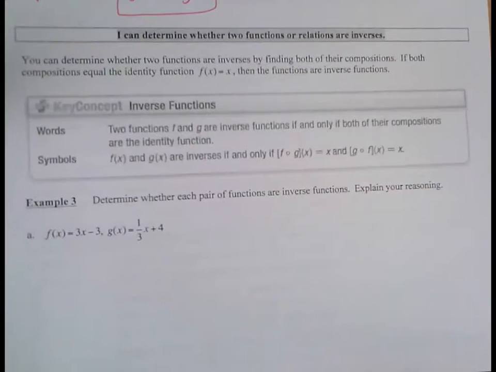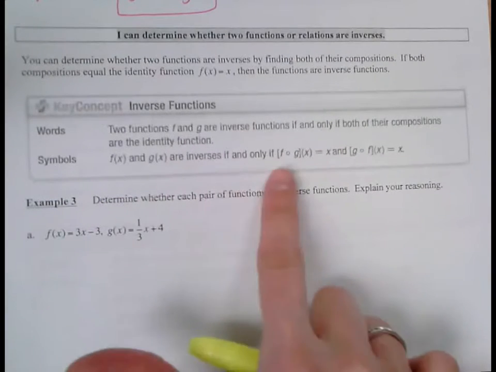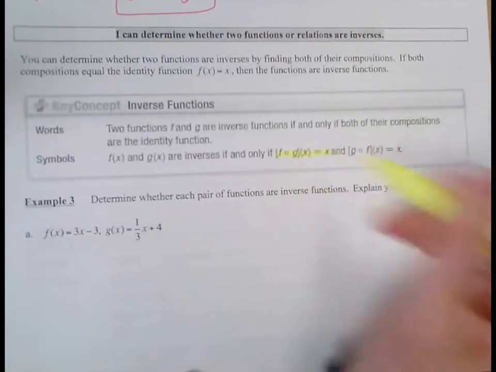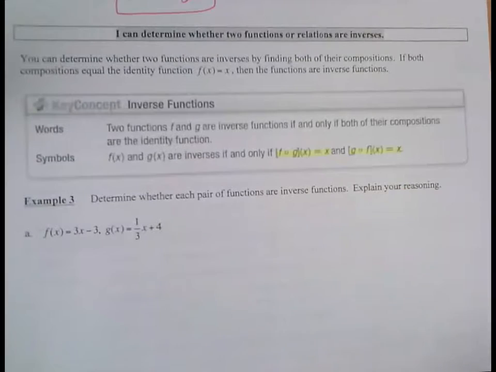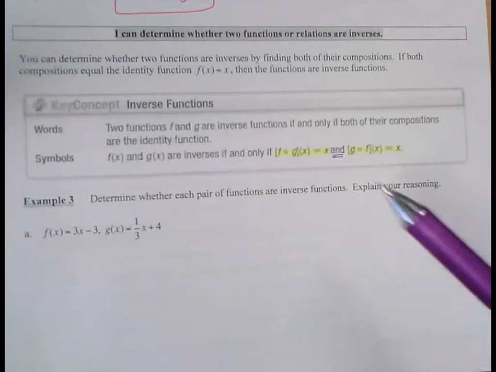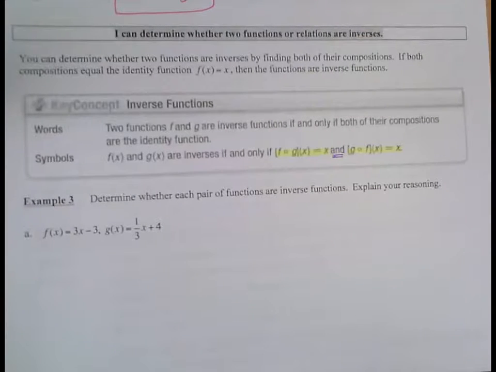In symbols, I'm just going to look at the second part. So f and g are inverses if and only if f of g of x equals x and g of f of x equals x. And they both do have to equal x. So if you remember when we were finding compositions of functions, f of g and g of f are most of the time not equal to the same thing. If two functions are inverses, though, they will equal x. They will both equal x. So you do have to find both.